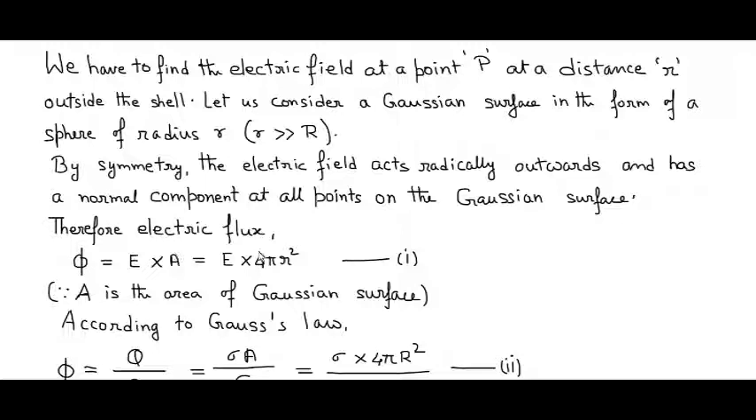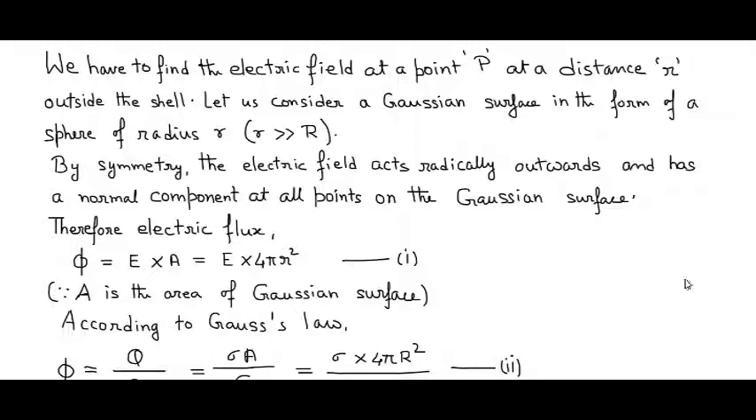Therefore, electric flux phi is equal to, what is phi? Phi is equal to E into A, electric field intensity into area. So here we'll keep E as E, and surface area of the sphere we know it is 4 pi r square. So this is equation 1. A is the area of the Gaussian surface, and in our case it is a sphere, so surface area of a sphere is 4 pi r square. So this is all equation 1.